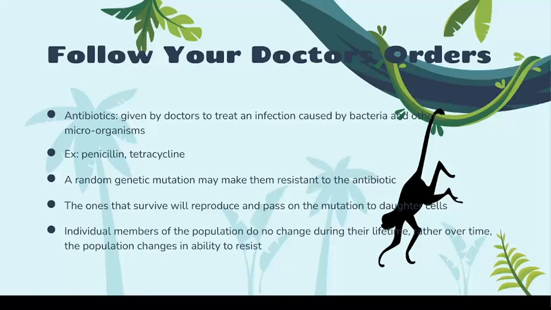Because remember, bacteria reproduce by mitosis, and individual members of the population do not change at all over their lifetime. So one bacterium can't be like, hey, yesterday I saw this antibiotic, today I'm going to be invincible to it. No. It's over time. The population changes in its ability to resist. This one dies, but he gained a little information on the antibiotic, so he became a little resistant, and his daughter learned a little more and became more resistant, and so on. It's a very slow, very gradual process.